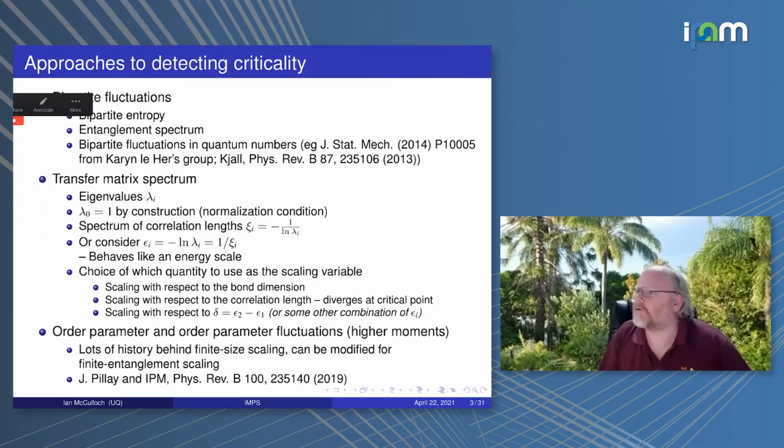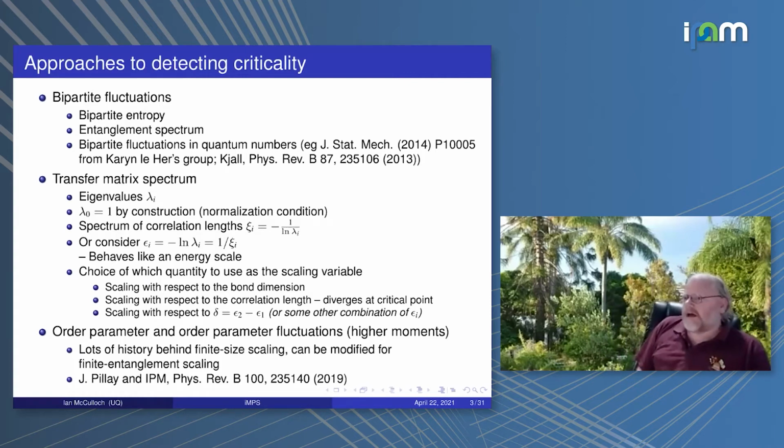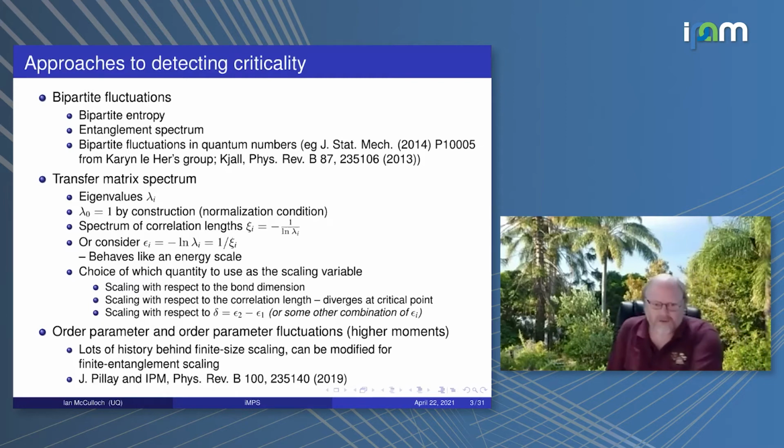So there are quite a few approaches in the literature to detecting quantum criticality. Some interesting ones are based around bipartite fluctuations. So the entropy, for example, is really a key one. This is the basic result from the area law violations in 1D quantum systems, that the entropy is going to diverge logarithmically at a quantum critical point.